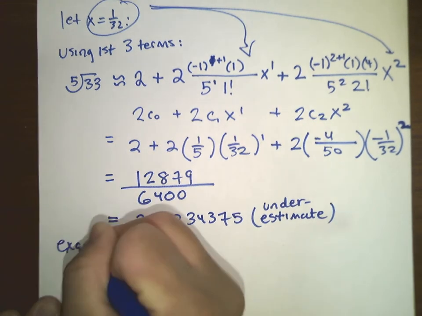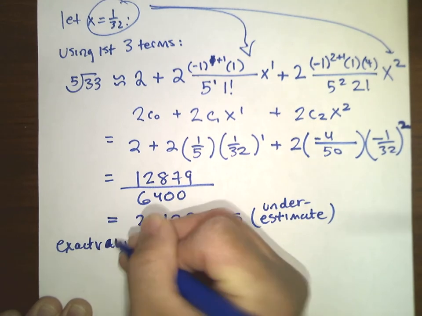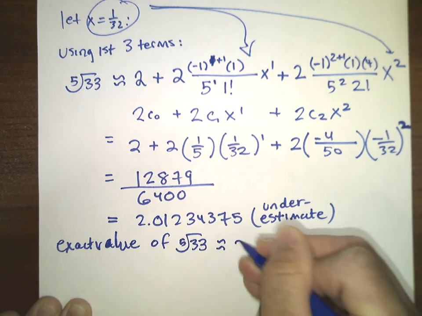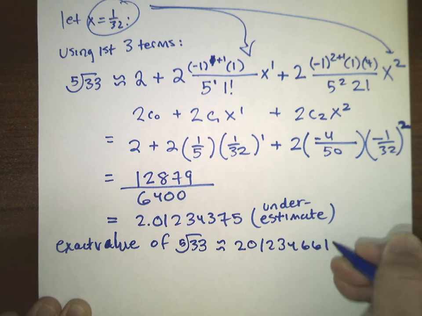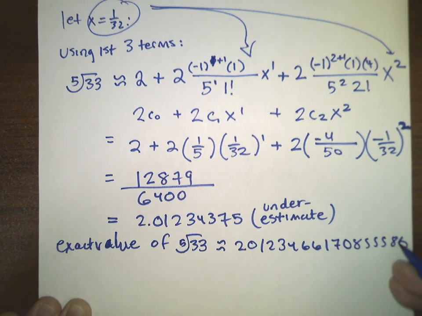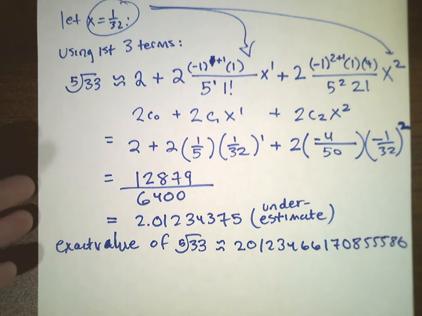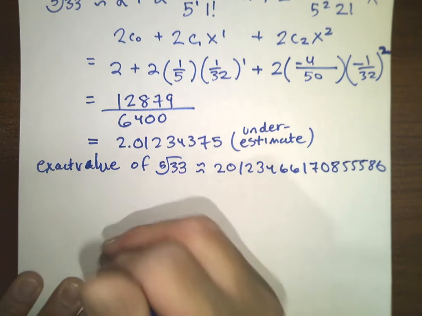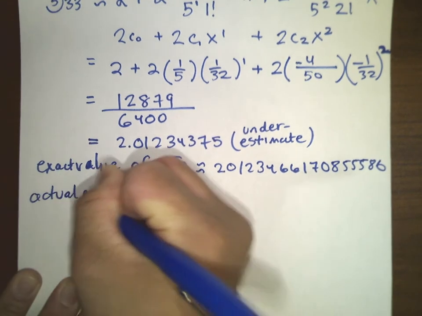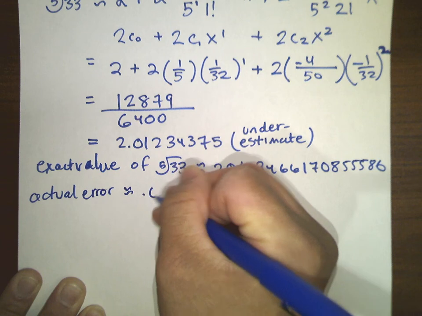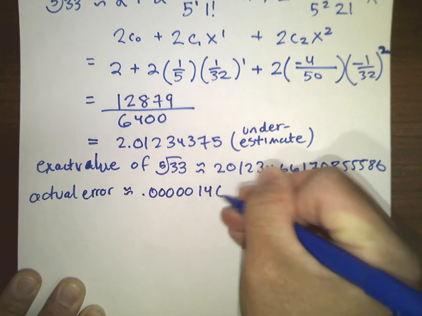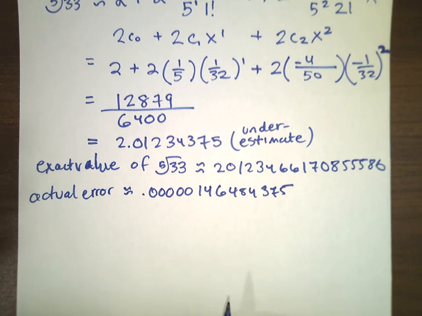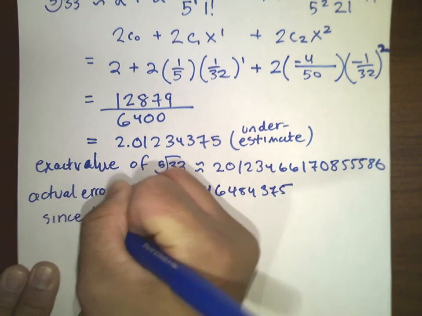So what is the exact value of the fifth root of 33? Well, that's about 2.01234661708555586. All right, so hopefully you enjoyed that here. So what is the actual error, or the difference between these two values in absolute value? The actual error is going to be approximately 0.00001464843753.